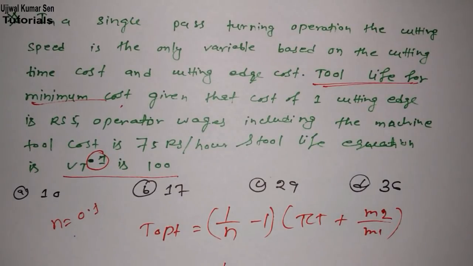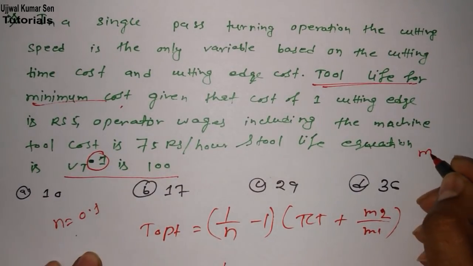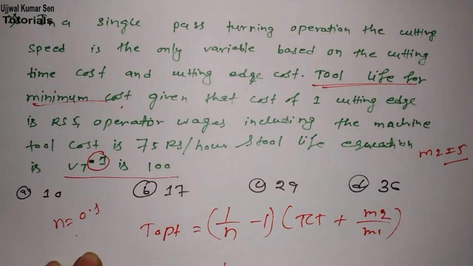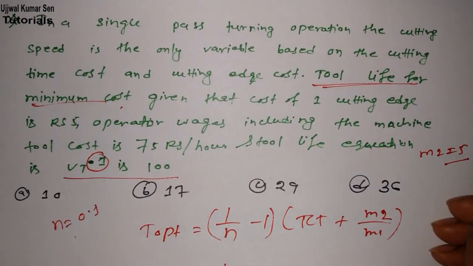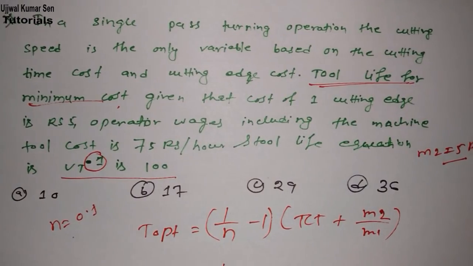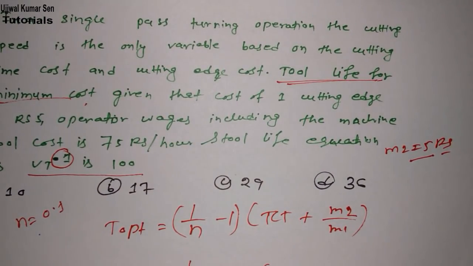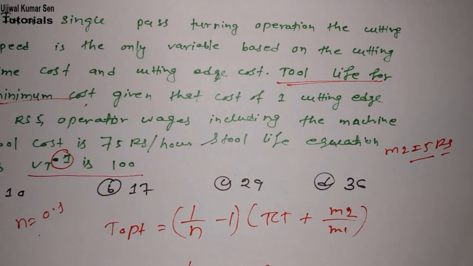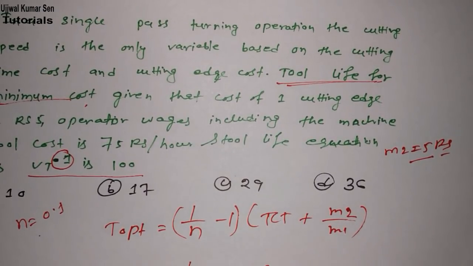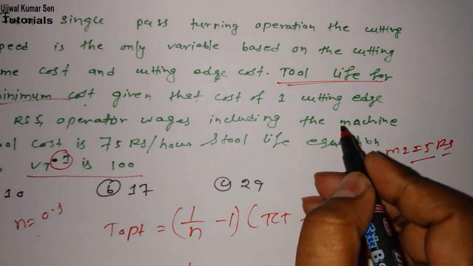So what we got from here is that M2 is equal to 5. As I have shared with you, M2 is tool cost per regrind, that is 5 rupees. Well, I am from India. I don't know from where you are watching this video. So according to your country, you can change this currency. Rupees, dollar, euro, maybe yen, that is up to you, depending on which country you belong to. So now next, what happened?